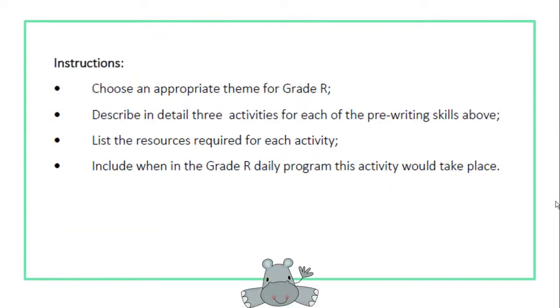You need to first choose an appropriate theme for Grade R. Then you need to describe in detail 3 activities for each of the pre-writing skills and list the resources required for each activity. You also need to include when in the Grade R daily program this activity would take place.